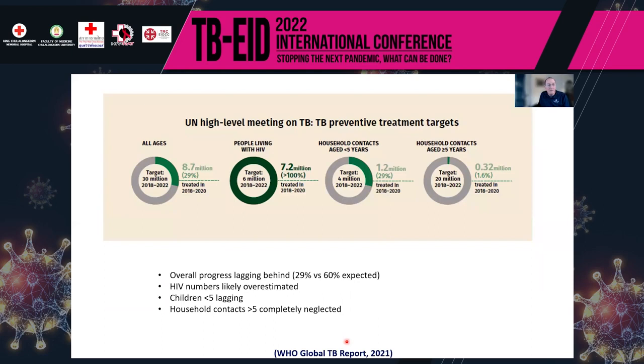However, progress towards these goals has been poor. Overall, we see that of that 30 million people, we've only reached 8.7 million. The WHO reports that we've done very well with people living with HIV, with over 7 million given TB preventive therapy, but we're doing terribly with household contacts under 5 and abysmally with household contacts over the age of 5. So progress is lagging. The HIV numbers are likely overestimated, as I'll show you in a moment. Children under 5 are lagging badly, and household contacts over 5 are completely neglected. So we really need to do much better.